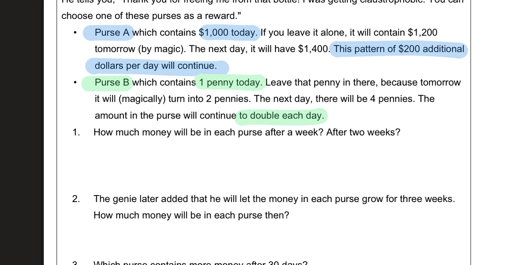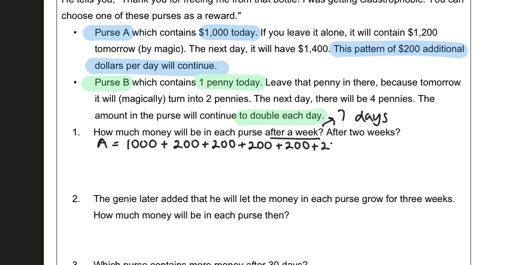So, if we're looking at how much will be in each purse after a week, there are 7 days in a week. So for purse A, we would have 1,000 plus 200 7 times. So 2, 3, 4, 5, 6, 7. So this is for day 1, day 2, 3, 4, 5, 6, and 7. And that will give us a total dollar amount of $2,400.